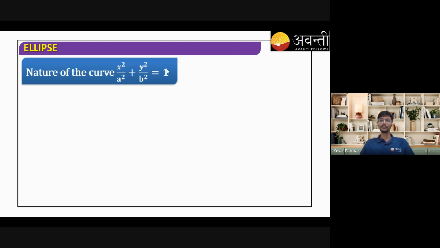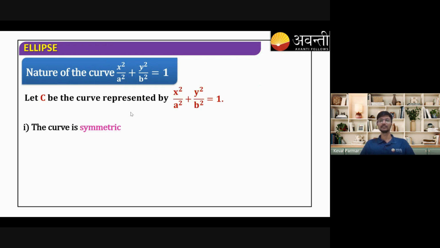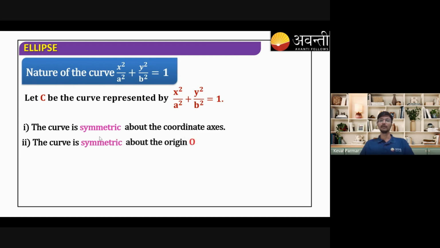This is the equation of ellipse. Let's see the curve represented by this. We define C as this curve. The curve is symmetric. How do we know this? This is important. How do we know the curve is symmetric about the coordinate axes and about the origin?